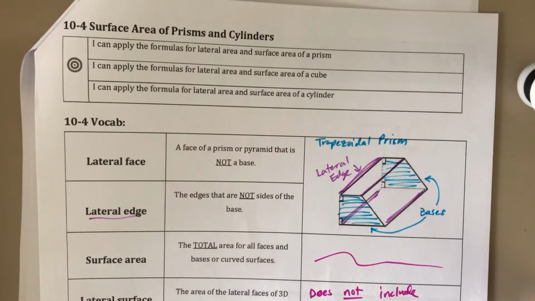In 10.1, we discussed identifying and classifying these three-dimensional objects, prisms and pyramids and cylinders and cones, right? And now we're going to look at finding surface areas, and we're going to focus right now on prisms and cylinders. We'll get later to the other guys, the cones and the pyramids, but prisms and cylinders.